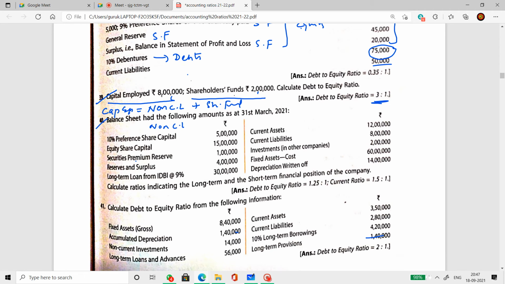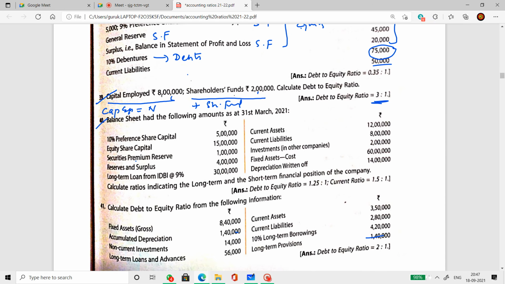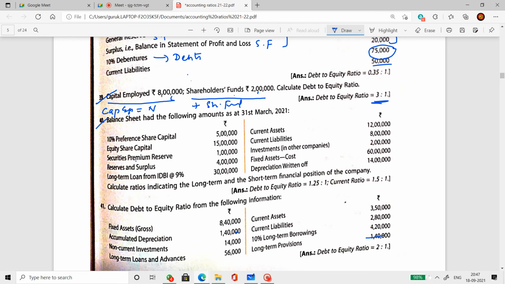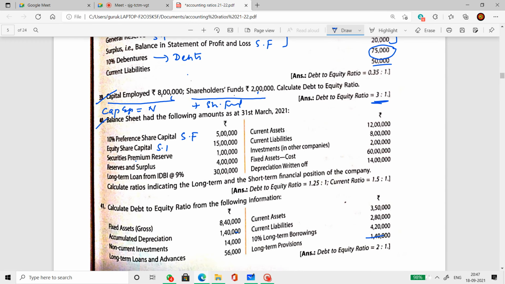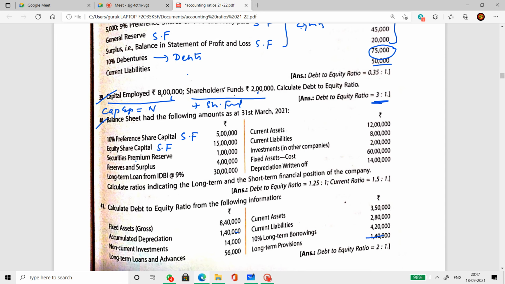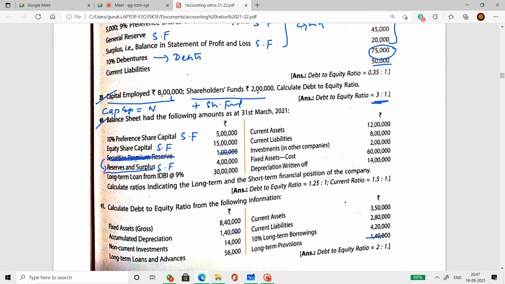Question number 40. Balance sheet has the following amounts. 10% debentures, 10% preference shares, which is part of shareholders fund, equity share capital, part of shareholders fund, reserves and surplus. SPR is already a part of reserves and surplus, so we should ignore this. Reserves and surplus contain all types of reserves. So SPR is already a part of this. So shareholders fund will be only reserves and surplus, not SPR.